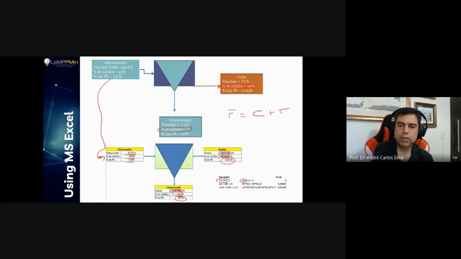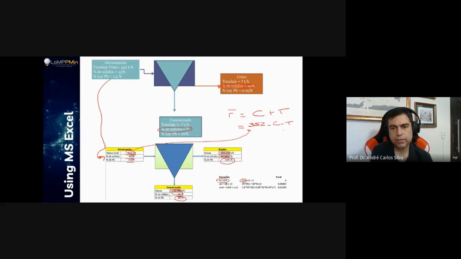So on Excel, I'm gonna do something like this: equal, and then Excel recognizes that an equation is coming, and it has to evaluate this equation. So I'm gonna use this cell. Instead of putting the cell reference, I'm just gonna put the number in here: 352 minus B minus C. I don't know B and C, so I'm going to put these variables.